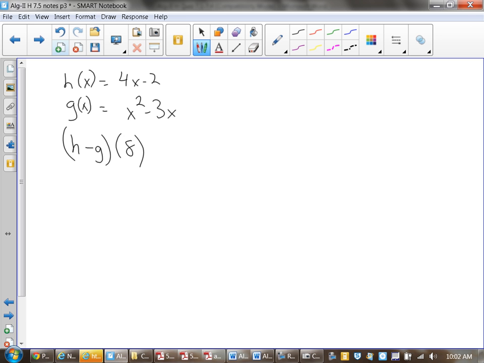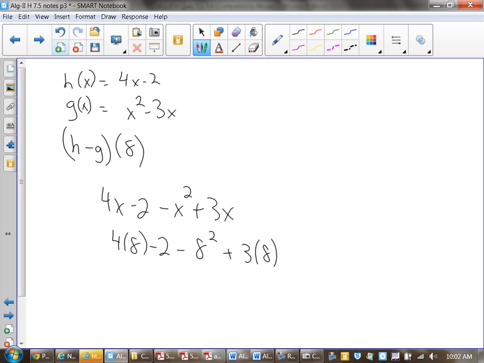So if you subtract these two off, you've got 4x minus 2 minus x squared plus 3x when you distribute out the negatives here. And then you're substituting in 8. So you should get 4 times 8 minus 2 minus 8 squared. Whenever we have a number on the side, we just substitute it in for the variable, like the x. Yeah, that's what that means. So with any luck, this should be right.